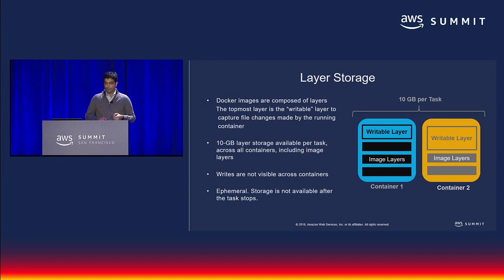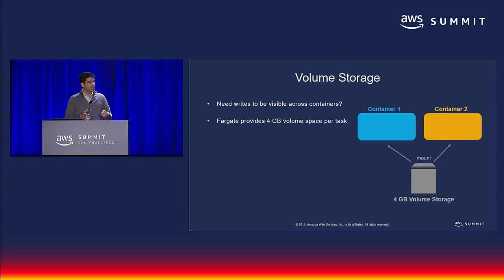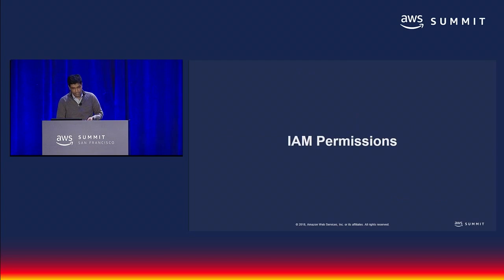We also have volume storage. Now, you may have use cases where you want to be able to write to an ephemeral storage, yet the data should be visible from different containers, for example, if they're writing logs to be emitted as part of the same task. So in this case, you have a 4 GB volume storage. It can be mounted to different mount points, but it is across the task. So it is 4 GB across the task, shared for all the containers. You share the volume, and you do not specify the host path. So again, that is also ephemeral. It is terminated as soon as your task is.